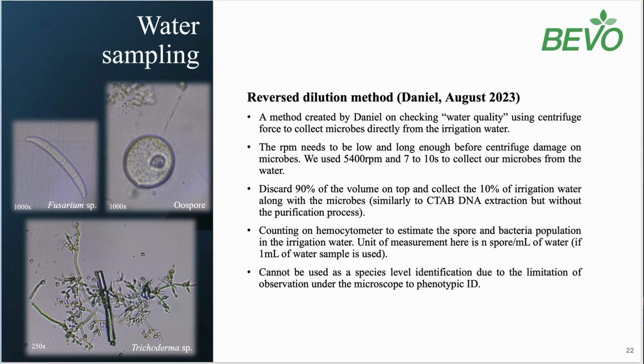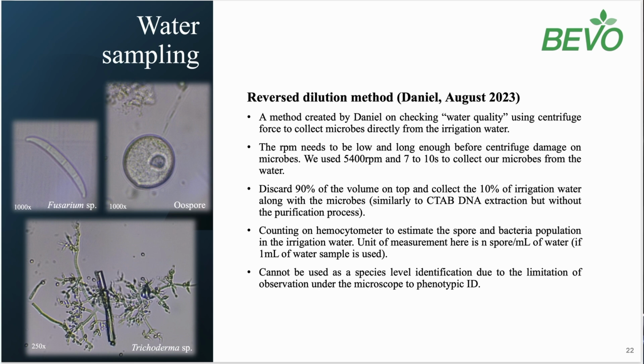So in BEVO, we do water sampling. In order to check whether we have pests or bios in our water, we have to use a method called reverse dilution method, which means you are trying to get stuff. It's easy to dilute stuff, but it's really hard to find those things in an extremely dilute condition. So I took a method from the CTAB DNA extraction method to use on this water sampling technique.